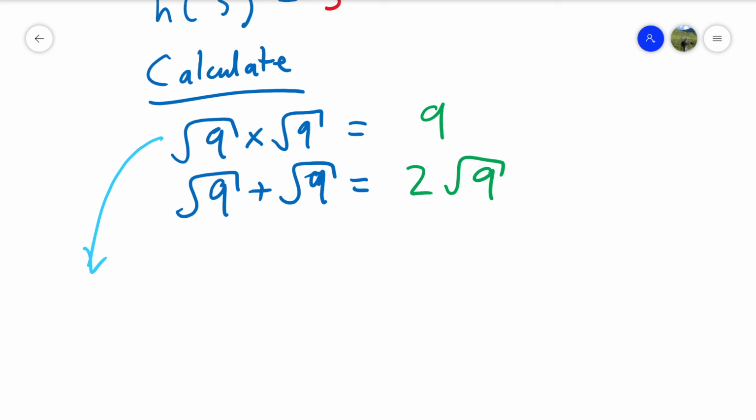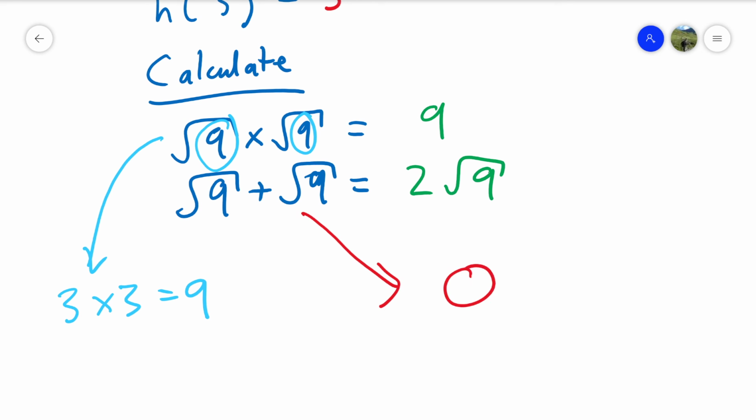Remember this one here. What's the square root of 9? It's 3. What's the square root of 9? It's 3. 3 times 3 is 9. And eventually, if you do enough of these, you realize that if I have the square root of something times itself, then I get the number, because that's the definition. This one here, what's elephant plus elephant?